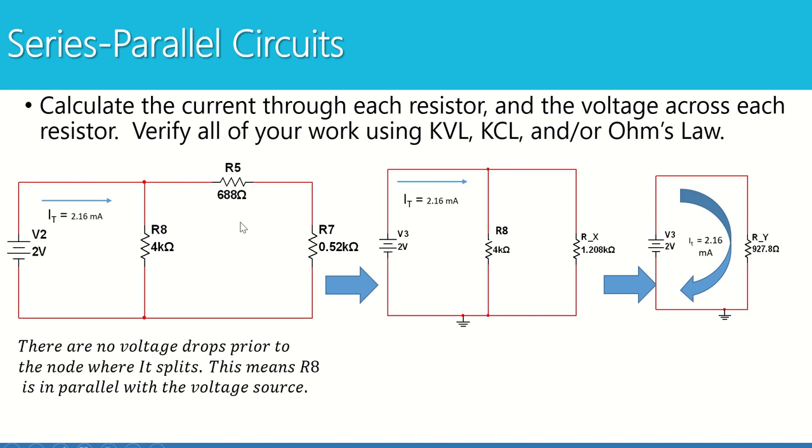All right, so if we look at our first circuit, there are no voltage drops from the source voltage to the node where we get R8. So R8 is in parallel with the voltage source because there are no voltage drops prior to this node. There's nothing to take away from the 2 volts. There are no drops here. The R8 resistor is in parallel with the 2 volt source. So I know the voltage for R8 is 2 volts. Then I can find the current for R8 by using Ohm's law.